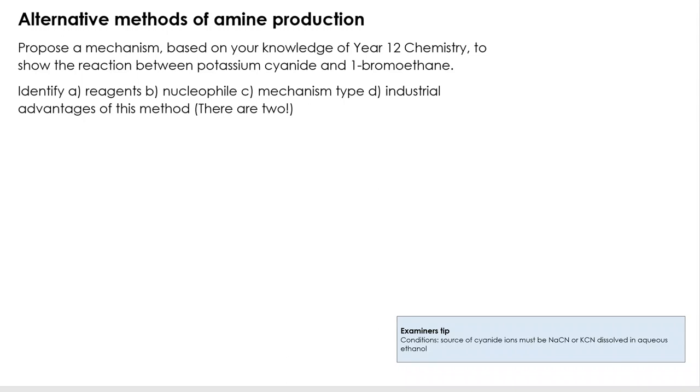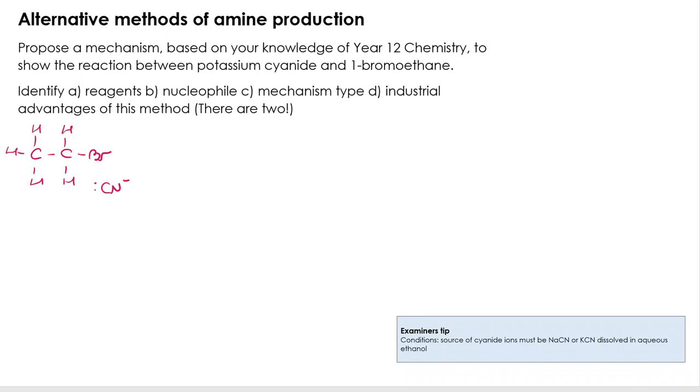So what about alternative methods of amine production? We've talked about the limitations of that method, that we can't specify one specific product, even if we can maximise the potential of one over the other. But you did a mechanism in year 12. I want you to think about how you can do that using potassium cyanide and 1-bromoethane. What are the reagents? What's the nucleophile? What type of mechanism is it? And what are the industrial advantages of this method?